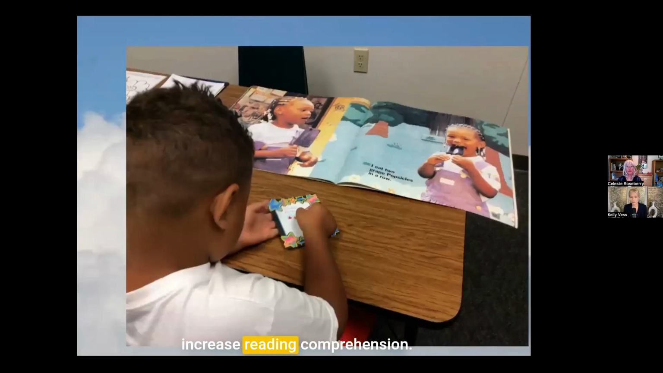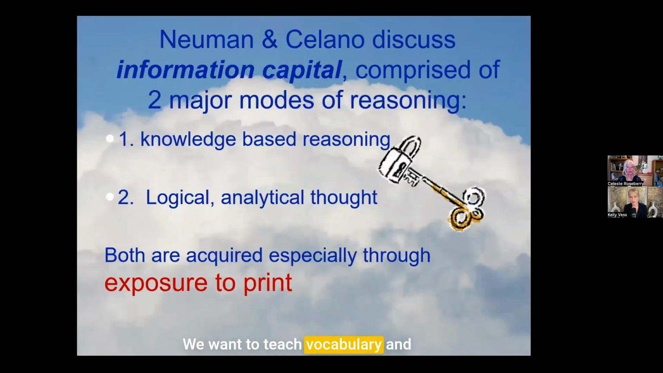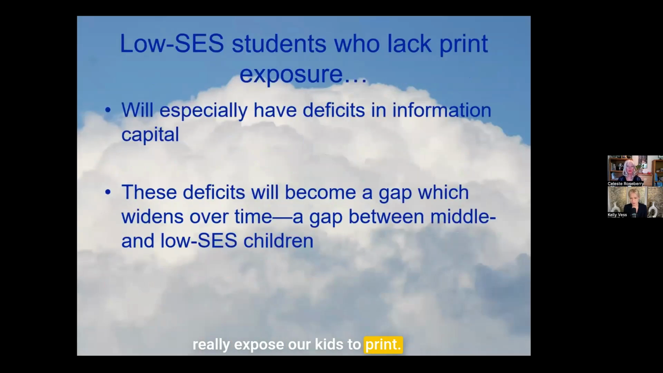This is a little older kids now. We want to increase reading comprehension. Basically, that affects everything. We want to teach vocabulary and really expose our kids to print. And I've done a lot of research on this, that phones and tablets are not nearly as effective as paper books. So I go to Goodwill, the dollar store, because paper books are going to do a lot better with print exposure. And research is conclusive that little ones, as they get more into school age, maybe more screens, but little kids need those physical paper books in their hands.